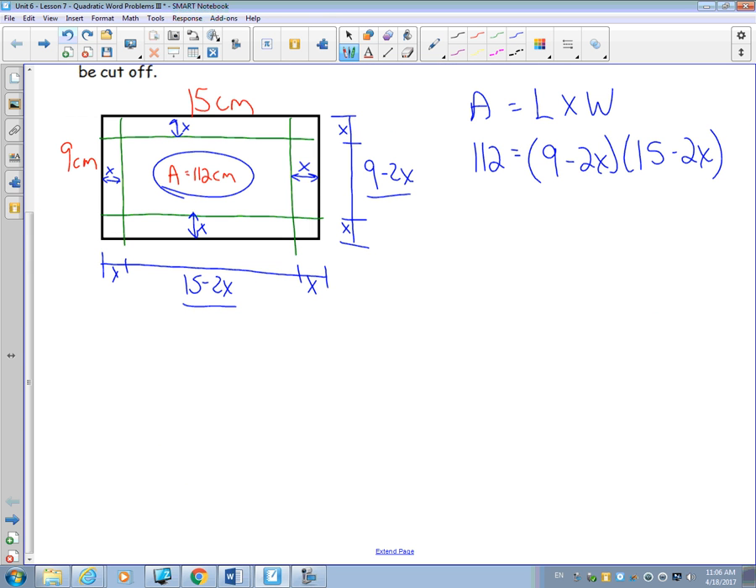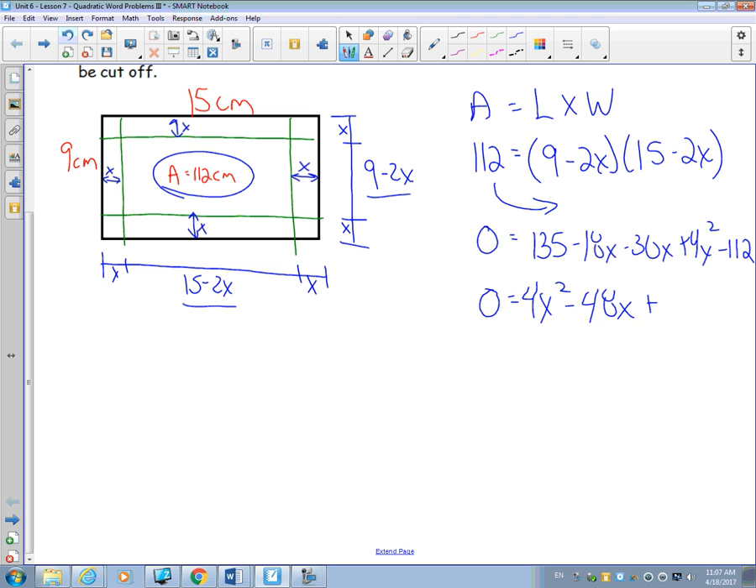In order to solve things, they have to be equal to 0 in standard form. So I'm going to start off by FOILing on the right side. 9 times 15 is 135, minus 18x, minus 30x, plus 4x squared. And notice I put the 0 in because I'm going to bring the 112 over. So minus 112 at the end. Okay, I'm going to put in the right order. So 4x squared minus 48x plus 23. So now I've got equal to 0. I've got it in standard form. It's ready to be solved.